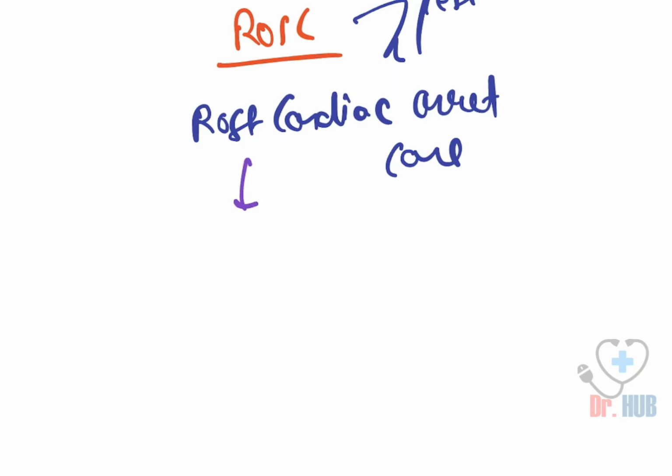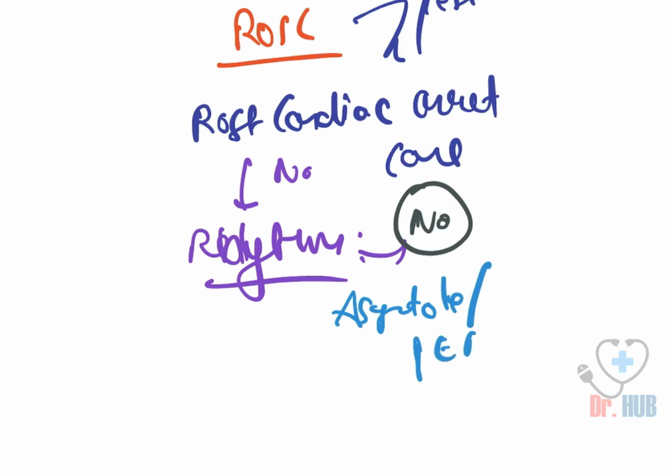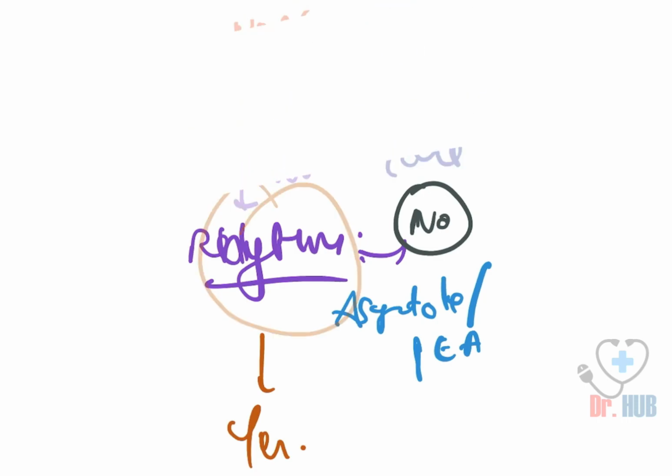Next, if the answer is no, then we look at whether the rhythm is shockable or not. So we check for the rhythm. Is it shockable or not? In case the rhythm is non-shockable, if the answer is no, then we manage the asystole or the PEA. In case the rhythm is shockable, if the answer is yes, next, what do we do?